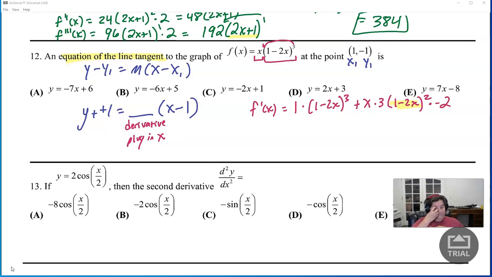All right. Now, you might be thinking, oh my gosh, this is going to be a pain to try to simplify all this. Like, it's really not, because we're plugging in a 1. Okay. So you could actually plug it in right here, but let me make this look a little bit nicer. Okay. 1 minus 2x to the third. Let me combine all those. It'd be minus 6x times 1 minus 2x squared. Now I'm going to plug in x is 1.